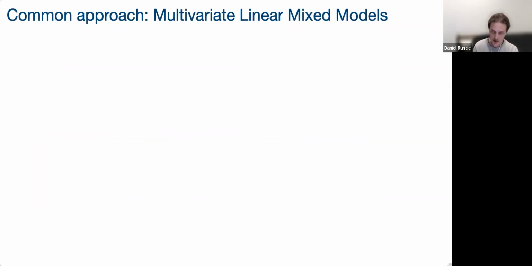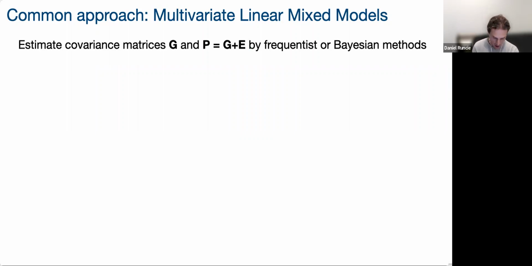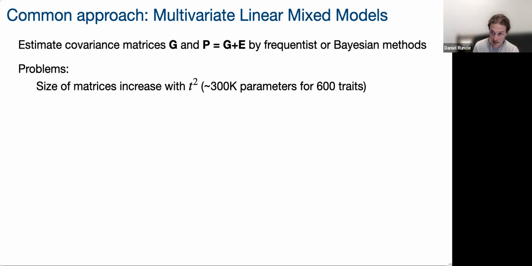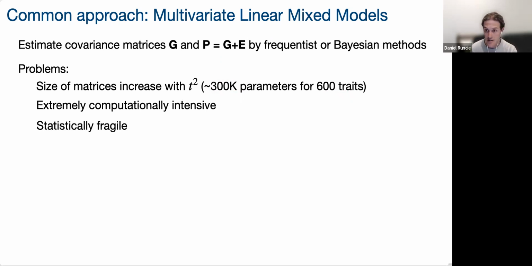The standard approach for this is using what's called the multivariate linear mixed model. Using these models, we can estimate these correlations, which we call the matrices G and P. Usually this is done with frequentist or Bayesian methods. The problem with this is that the size of these matrices increases quadratically with the number of traits. For example, if we have 600 traits, each matrix would have about 300,000 parameters we have to estimate. This makes estimating these matrices extremely computationally intensive and statistically fragile.